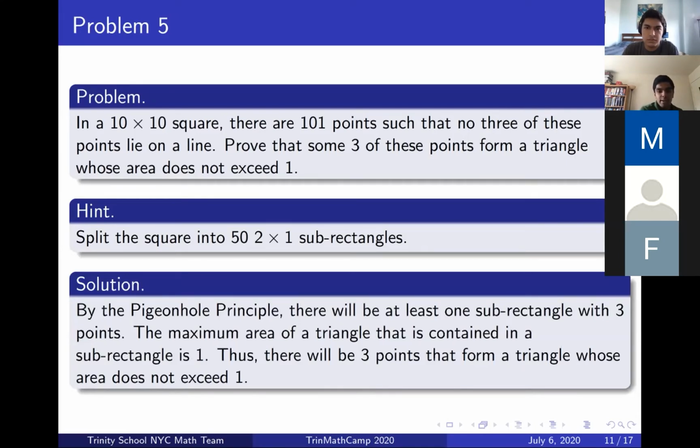And so when we take a subrectangle whose dimensions are 2 by 1, the largest triangle we're going to be able to fit in there is just half the area of that subrectangle. And that's because the longest base we can have and the longest height we can have is 2 and 1 respectively. And so that essentially shows that there will always be 3 points that form a triangle whose area does not exceed 1.